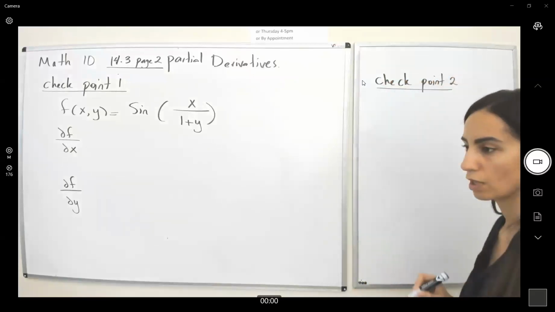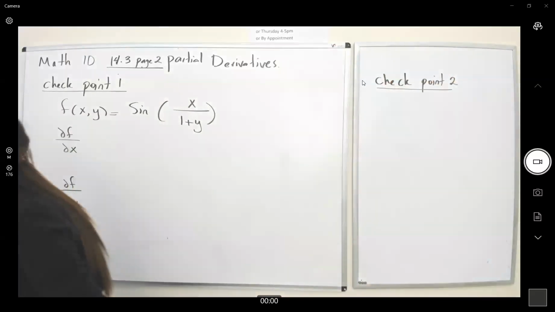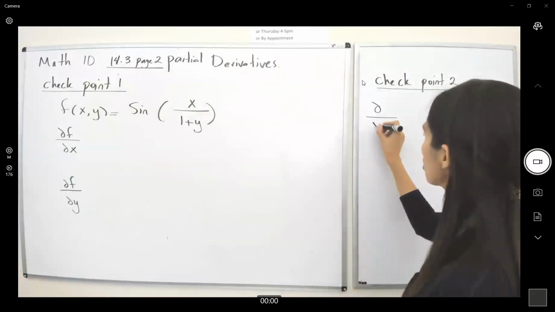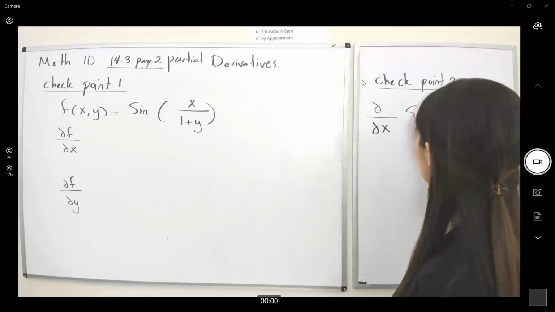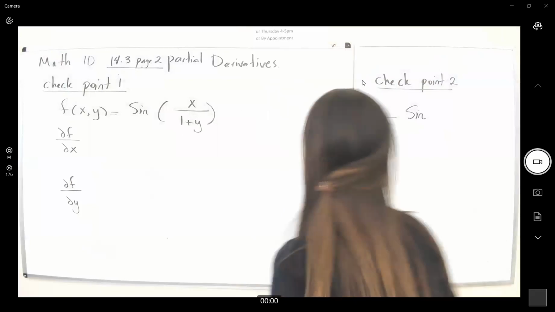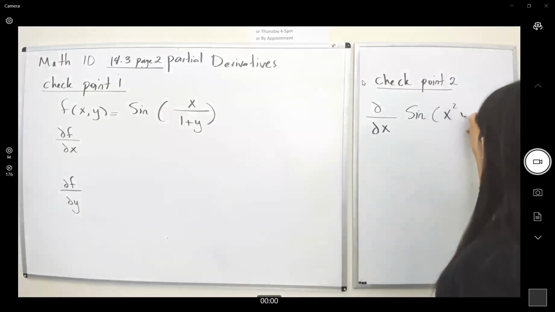And the second checkpoint, checkpoint 2, your function is actually another trig function. It says find the partial derivative of this function, sine of x squared y to the 5th, with respect to x.